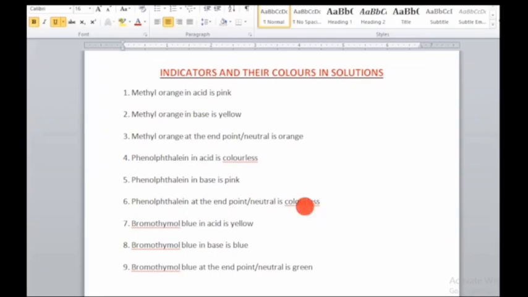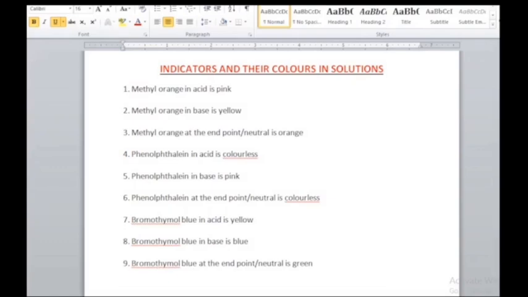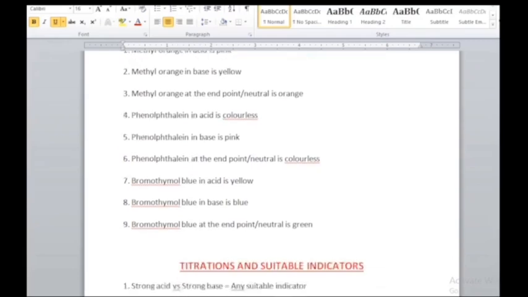and then at neutral or end point, it is usually colorless again. Bromothymol blue in acid is yellow. When it is dropped in base, it gives a blue color, and then when bromothymol blue is at end point, it gives a green color. That is about the color changes of these indicators in different solutions.